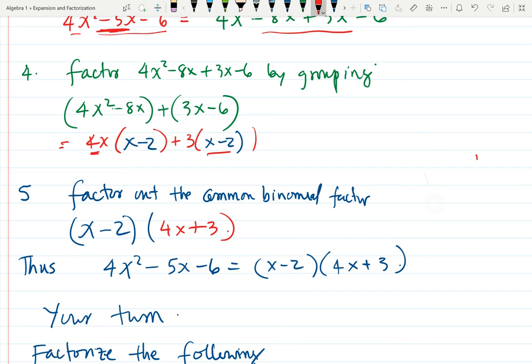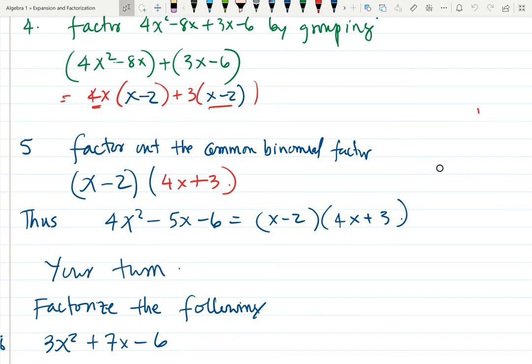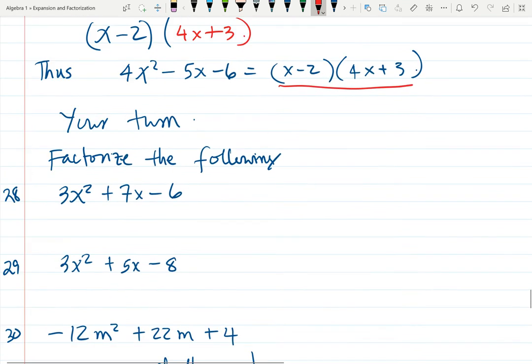So now we take out the common factor, which is x minus 2. And then what is left is what? 4x plus 3. Then here we go. So this factors out to be that. Okay, cool. All right, now practice these.